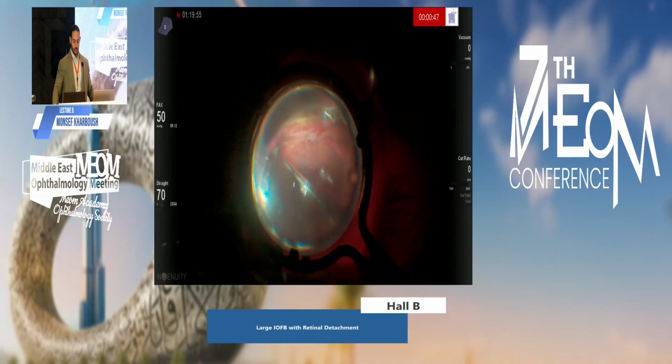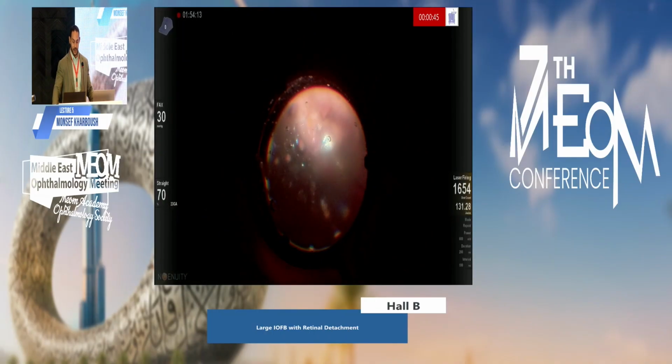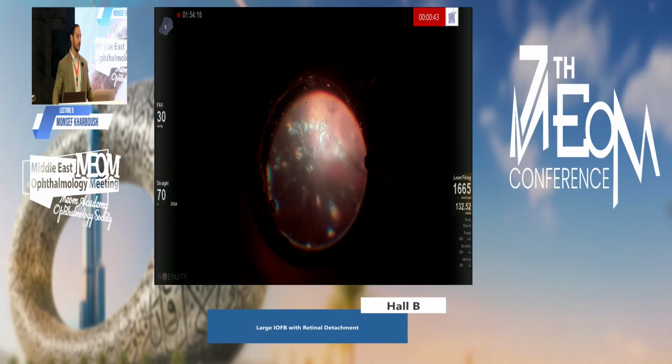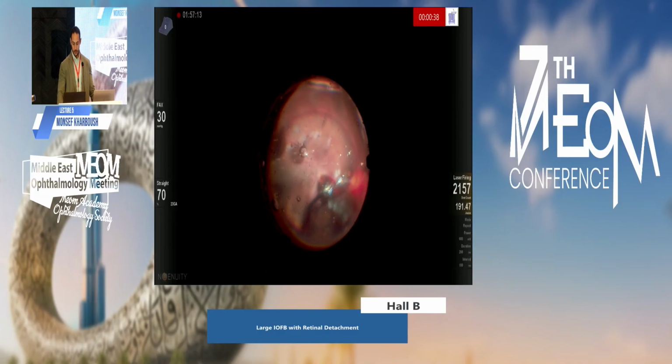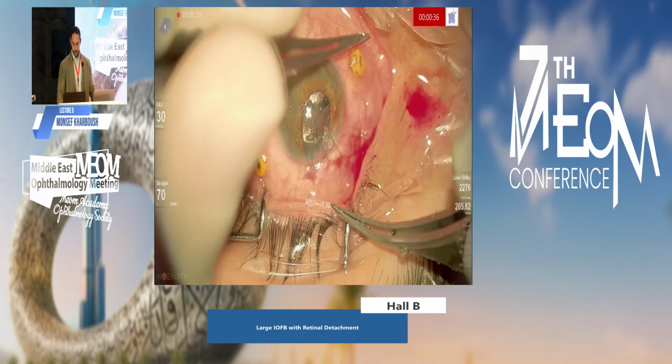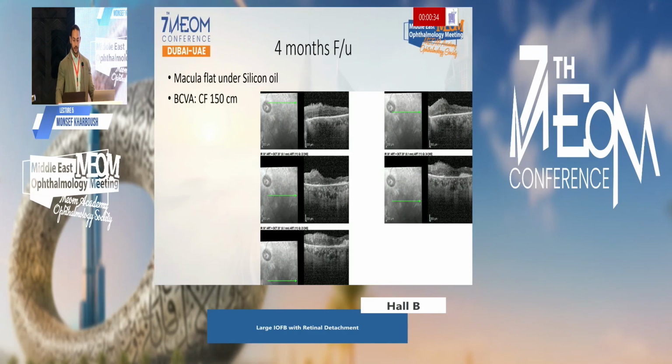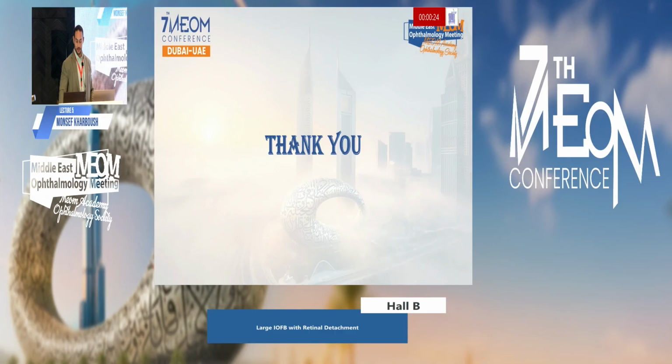And now we are completing it as a regular retinal detachment surgery by doing the fax, endolaser, and of course finishing the surgery by injecting silicone oil. And closing, of course, this sclerotomy. And this is his 4th-month follow-up till this moment. The macula is flat under silicone. His best corrected visual acuity improved to counting fingers at 1.5 meters. Thanks God, and thank you so much.